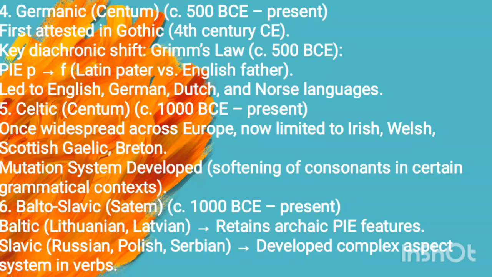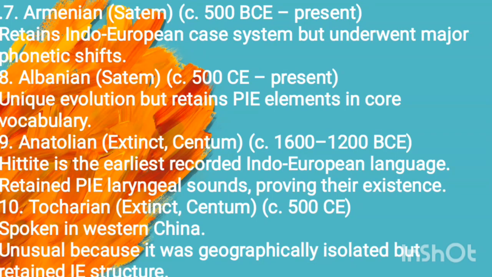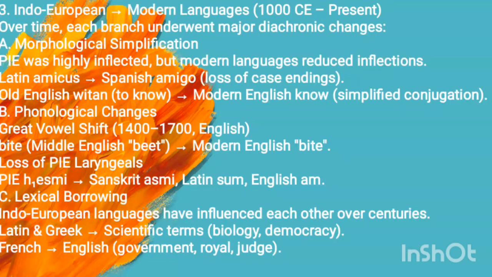Celtic languages are Irish, Welsh, Scottish and Breton. Balto-Slavic languages include Russian, Polish and Latvian. Armenian retains the Indo-European case system. Next, Albanian is unique but retains PIE elements. Then Anatolian includes Hittite, one of the earliest recorded IE languages. Tocharian was spoken in Western China.